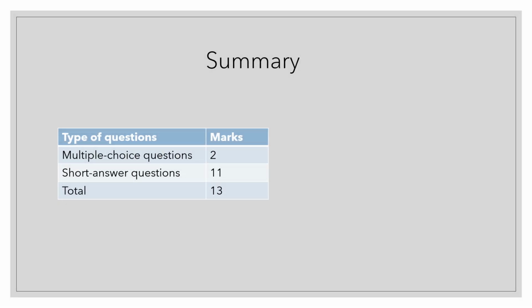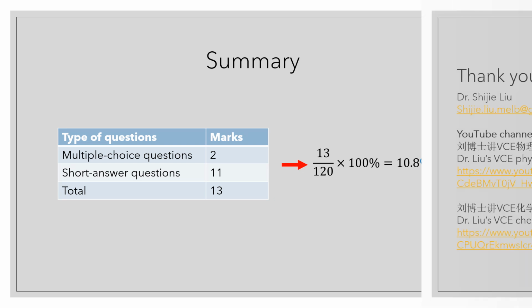2 multiple-choice questions are awarded 2 marks, and 1 short answer question 11 marks in volumetric and chromatographic analysis. The overall score for this section is 13 points. With a total possible score of 120 points, the percentage for this section was 10.8% of the total score.